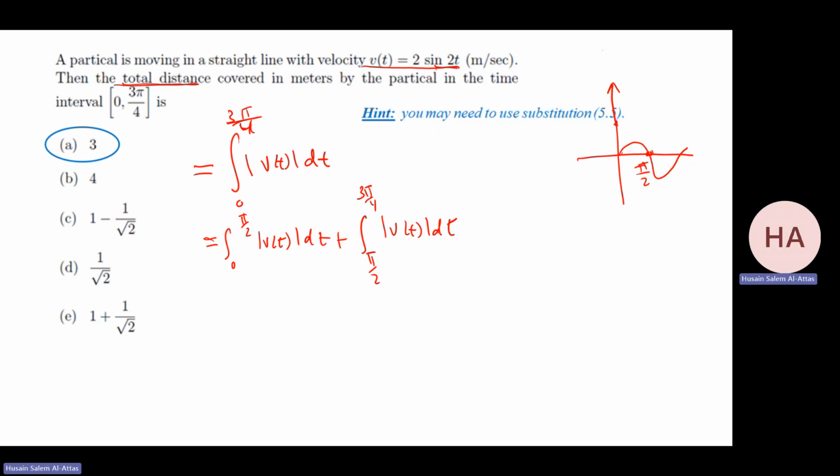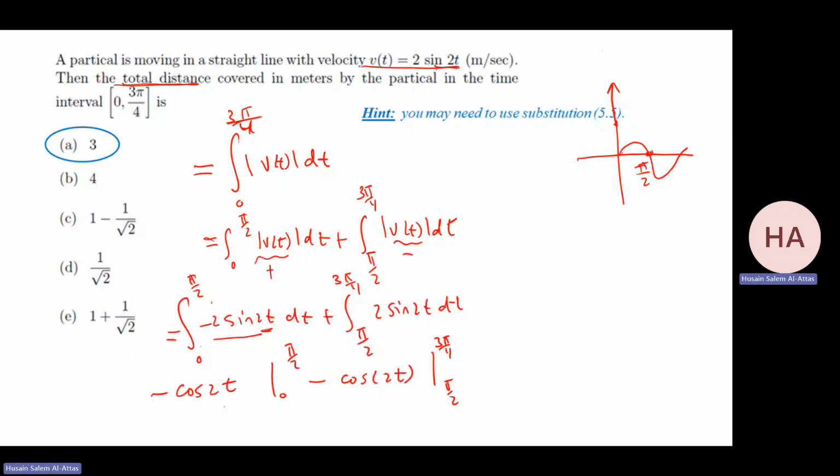Wait a minute. This is minus cosine 2t. Is it? No, from this is positive. What am I doing? This is plus. This is minus. This is the positive side. This is the negative side. The positive, I take it as it's positive. So the integral is minus. And this, I need the plus. Yeah, it's like that. Okay. So this one is this.